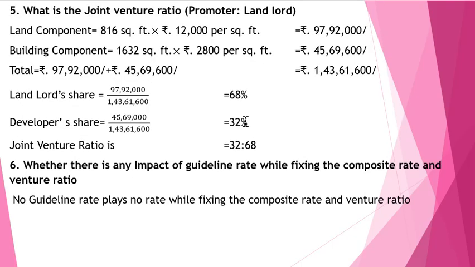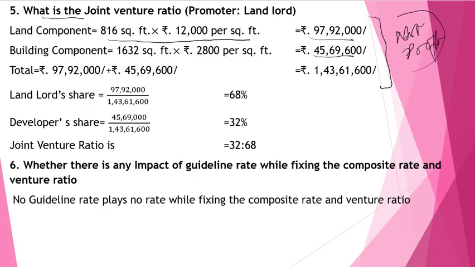So what is the joint venture ratio? This is the land component. This is the building component, we have already calculated. So here you need not add profit. Remember, percentage of profit is not to be added here. So total will be land component plus building component, 1 crore 43 lakh 61,600.